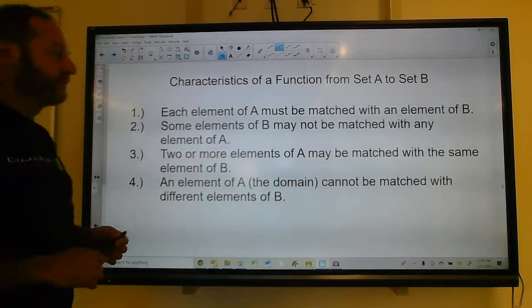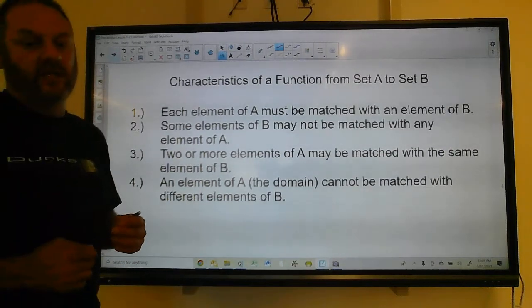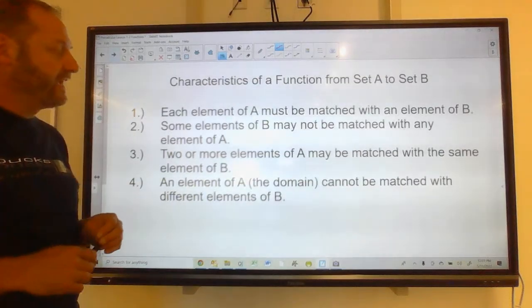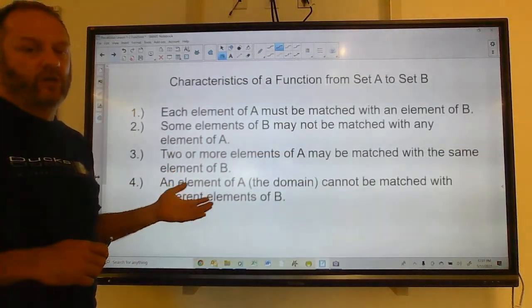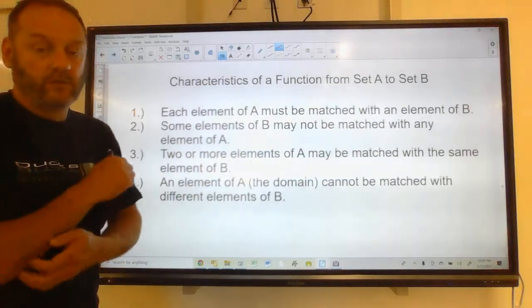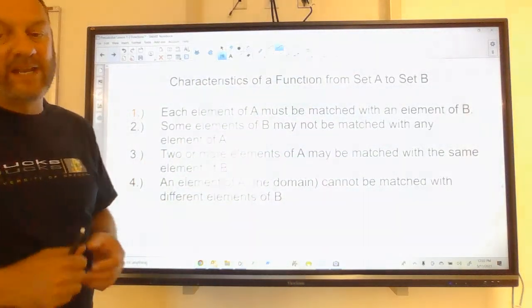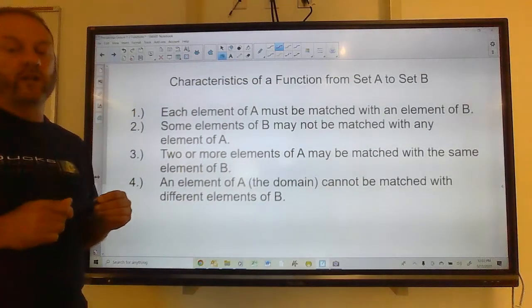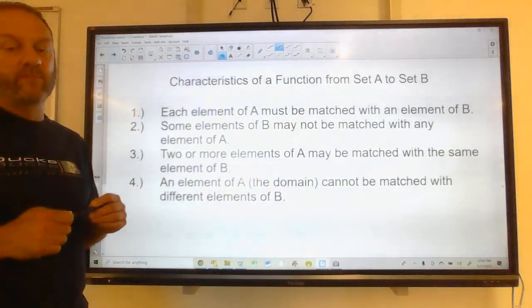Okay, characteristics of a function from set A to set B. Each element of A must be matched with an element of B. So you can't just have an A that doesn't go anywhere. Some elements of B may not be matched with an element of A. That's okay. Two or more elements of A may be matched with the same element of B.